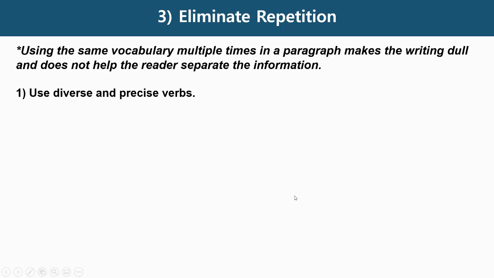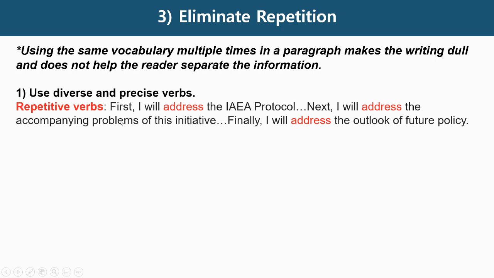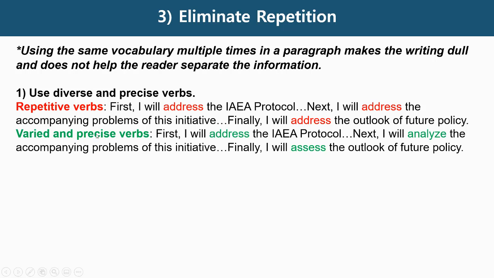Okay, eliminating repetition. There are a lot of tools here. Let's see which will work best for us. So use diverse and precise verbs. This is something I see a lot, right? "First I will address, next I will address, finally I will address." So using the same verb is the problem, but also the same structure. You're using the same sentence structure: subject, verb, object, subject, verb, subject, predicate. It becomes very boring. So first, change your verbs to be more precise. "First, I will address the protocol. Next, I will analyze. Finally, I will assess."